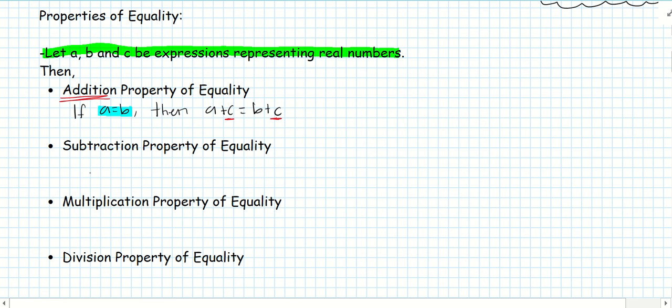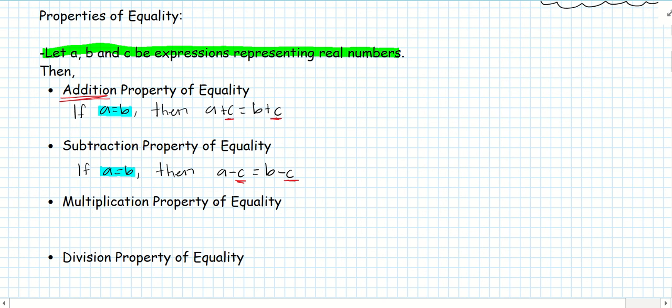Subtraction property of equality, it's going to be pretty much the same concept. If A equals B, then A minus C equals B minus C. So again, we have the original equation A equals B. However, now instead of adding C, we're subtracting it, because this is the subtraction property of equality. Whatever we're subtracting on the left side that wasn't there before, we also have to put on the right side.